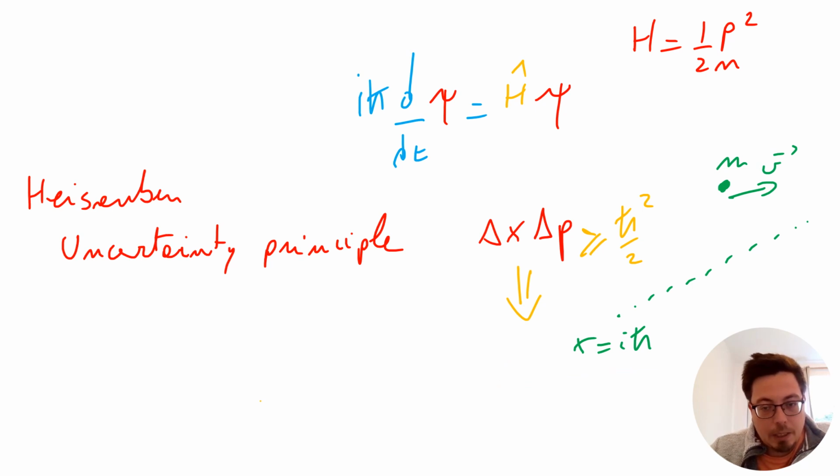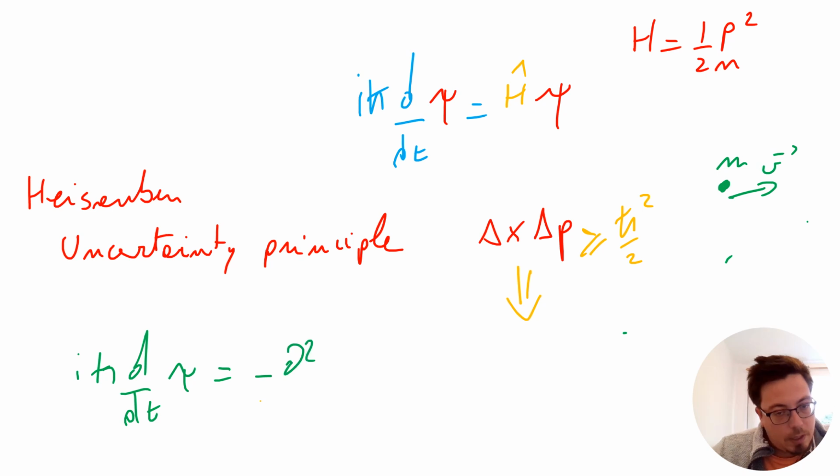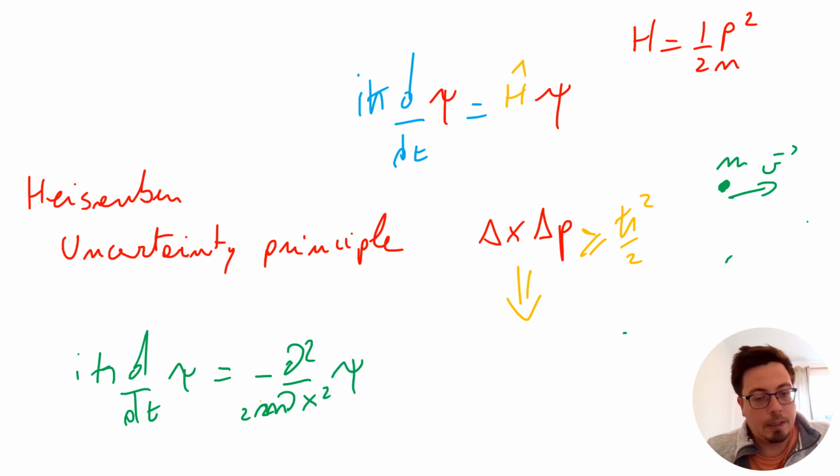And by doing this we can actually plug it into the Schrödinger equation and basically solve, and then we get minus the second derivative over 2m, because there is the momentum, x squared times psi. Okay, and this is it basically.